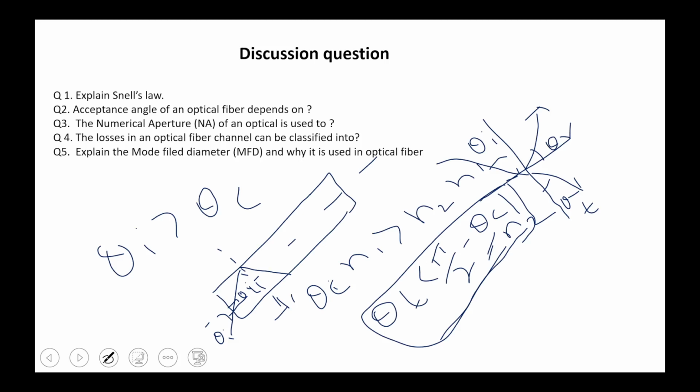So what are radiative losses? It is basically dispersion and then... How do you define radiative losses?